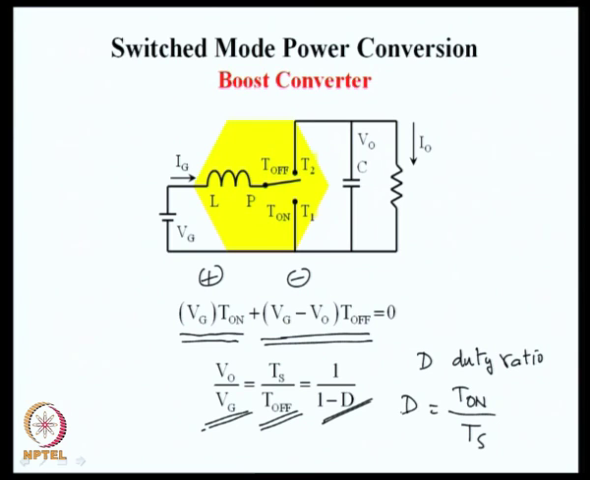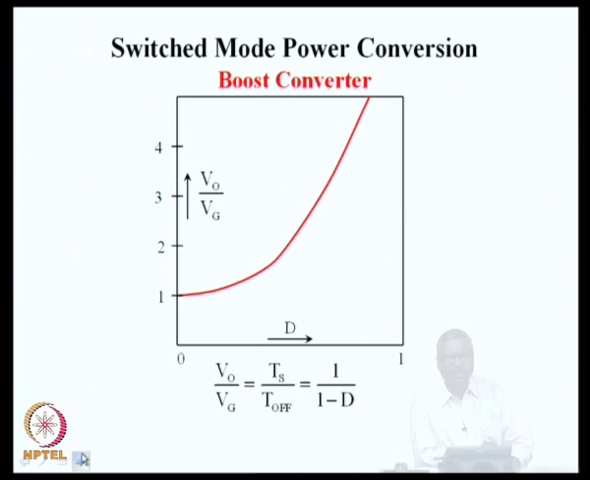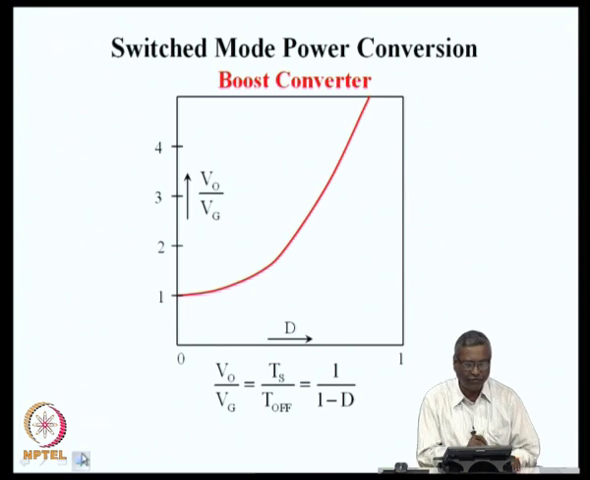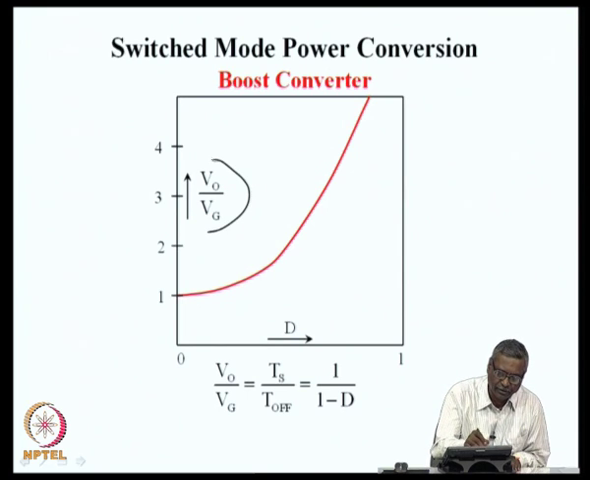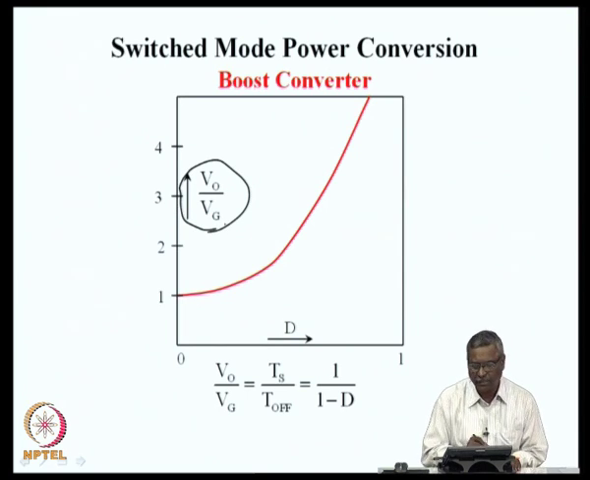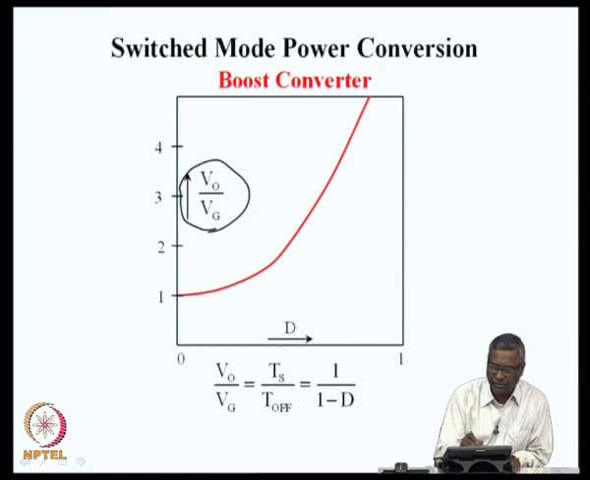In the first converter that we had seen, step down converter, this ratio was D. Duty ratio directly determined the ratio of output voltage to input voltage. In the boost converter, this ratio is 1 by 1 minus D. We can see it in the form of a graph, this relationship of V naught by Vg here on the y axis as a function of D on the x axis.